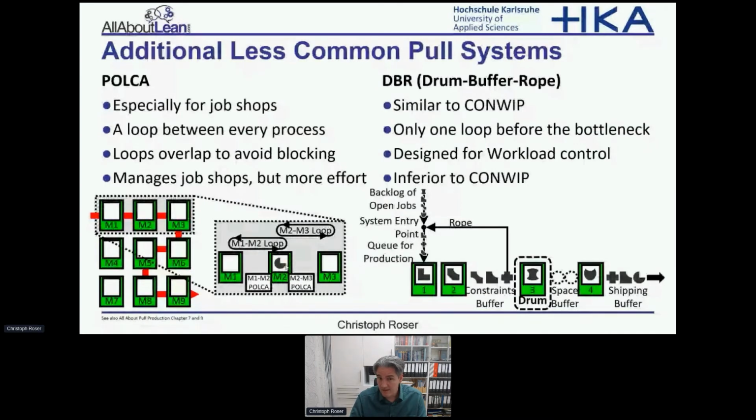It sounds more complicated, it is more complicated, but it's a trick to avoid blocking. It's a trick to avoid a job shop blocking itself and getting overstuffed at one point, and it keeps the material flow better organized. It is a little bit more effort, but it is used by some companies, not that many, but the companies which use it seem to like it so far. I haven't used it myself yet, but I've talked extensively with the inventor and it seems to work.